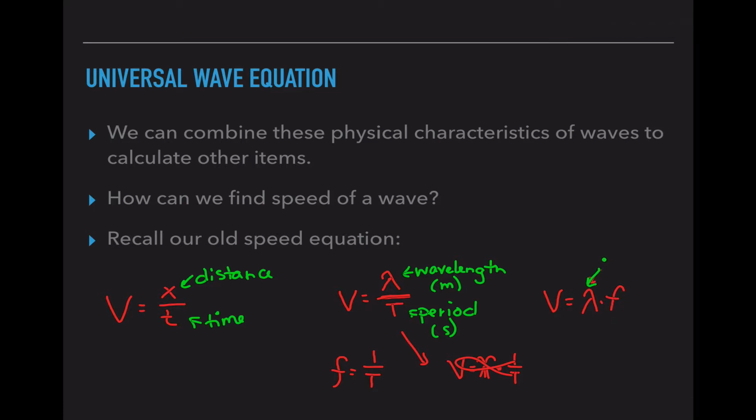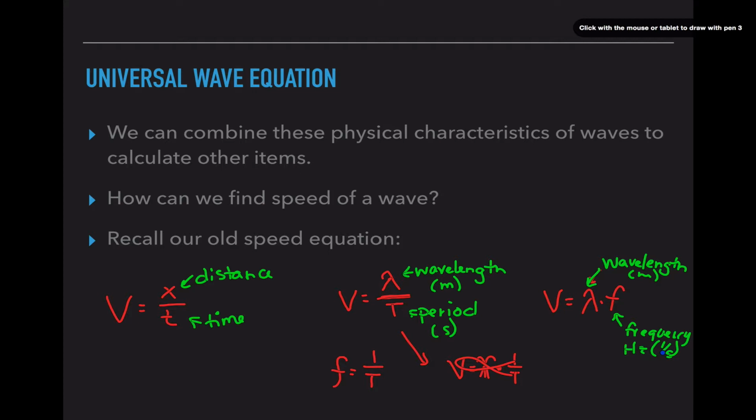Wavelength is still the same measurement in meters, but now frequency is measured in hertz, which is 1 divided by seconds. So that still gives us meters divided by seconds when we multiply.